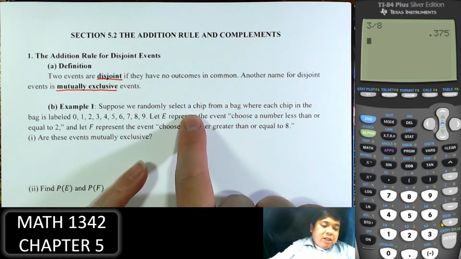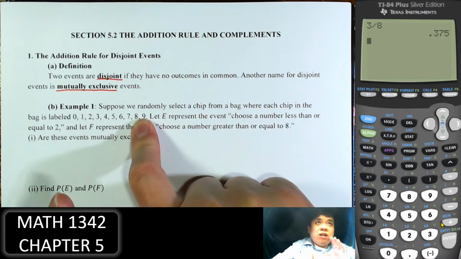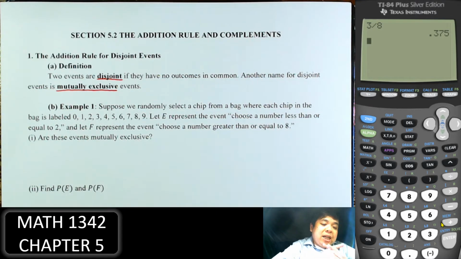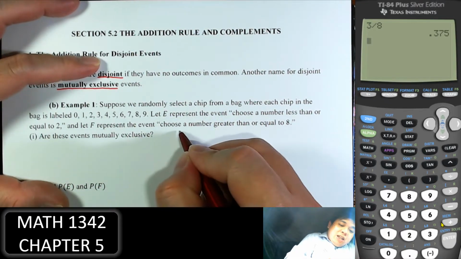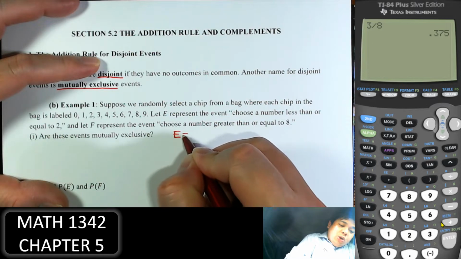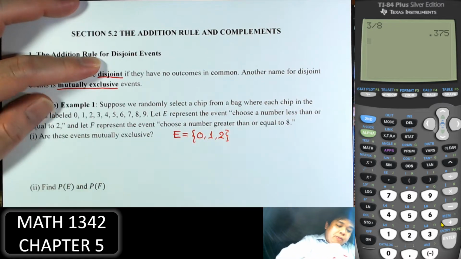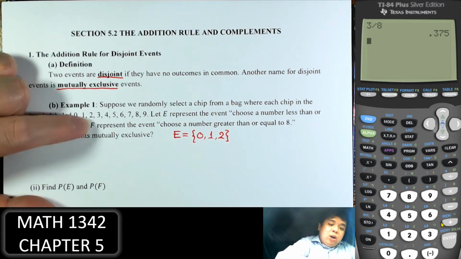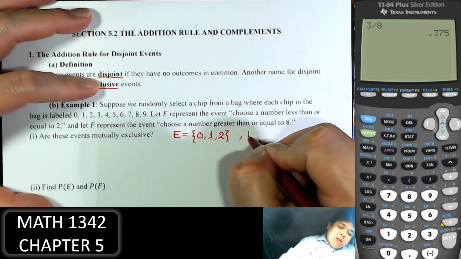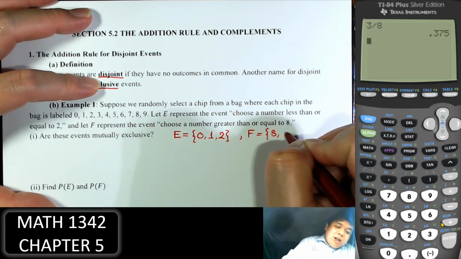Suppose we randomly select a chip from the bag, and each chip is labeled from 0 to 9, so 10 of them from 0 to 9. Let E be the event of choosing a number less than or equal to 2. So let's write E is less than or equal to 2. In that case it has to be 0, 1, and 2. And let F be the event of choosing a number greater than or equal to 8. So 8 is okay, and greater than that, so 8 and 9.